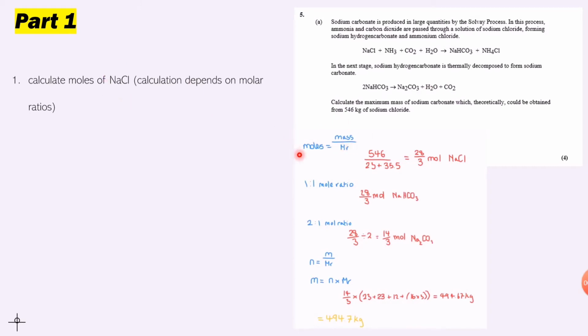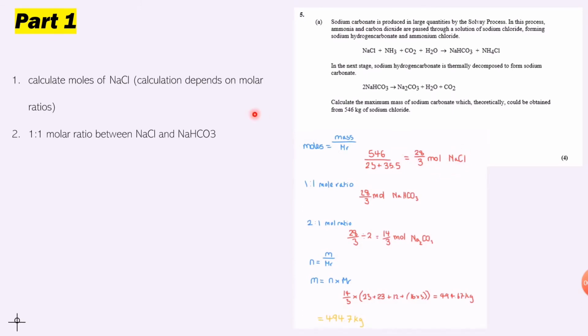So we're using our equation here. We have moles equals mass over relative atomic mass or relative molecular mass. And in this case, it's molecular mass because we have a molecule of sodium chloride. So we have our 546 kilograms on top and our relative molecular mass on the bottom, which is 23 for our sodium and 35.5 for chlorine. And when we plug this into the calculator, we get 28/3 moles of sodium chloride.